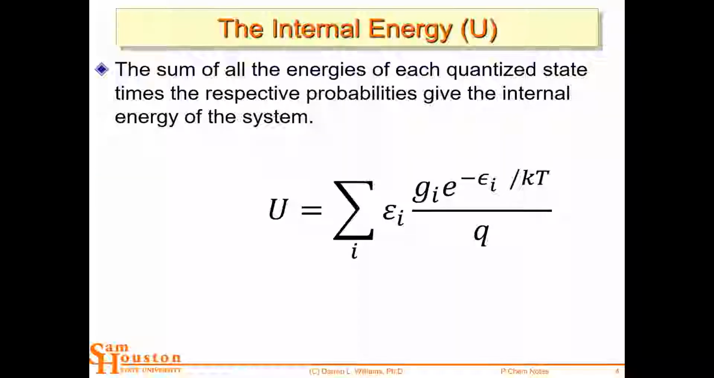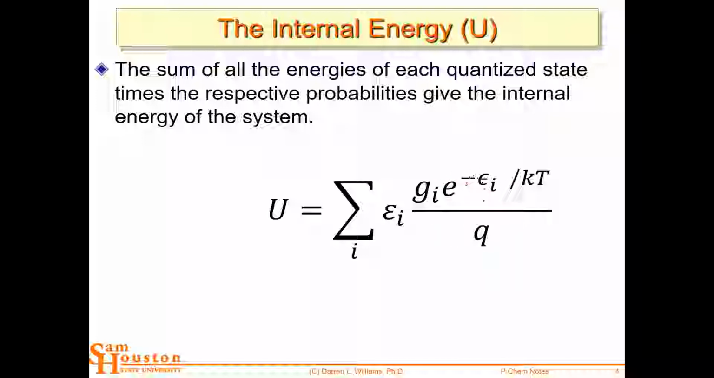So the internal energy, we've already calculated it on a two-level system with and without degeneracy. And there's some more practice calculations like that in the homework. And so it's just those energies of those quantized states times the probability of each of those. So this is the energy for state i, and this piece is the probability for state i.